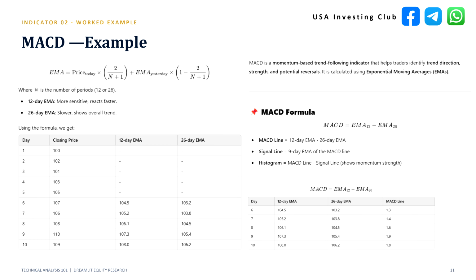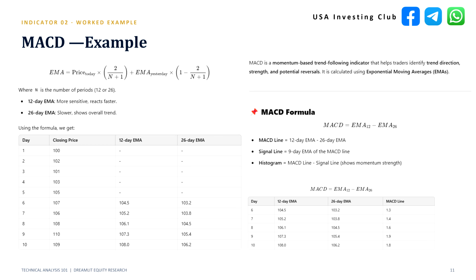Recall the EMA formula from day one. EMA equals today's price times 2 divided by N plus 1, plus yesterday's EMA times the quantity 1 minus 2 divided by N plus 1, where N is the number of periods, 12 or 26 here. The 12-day EMA is more sensitive and reacts faster. The 26-day EMA is slower and reflects the broader trend.